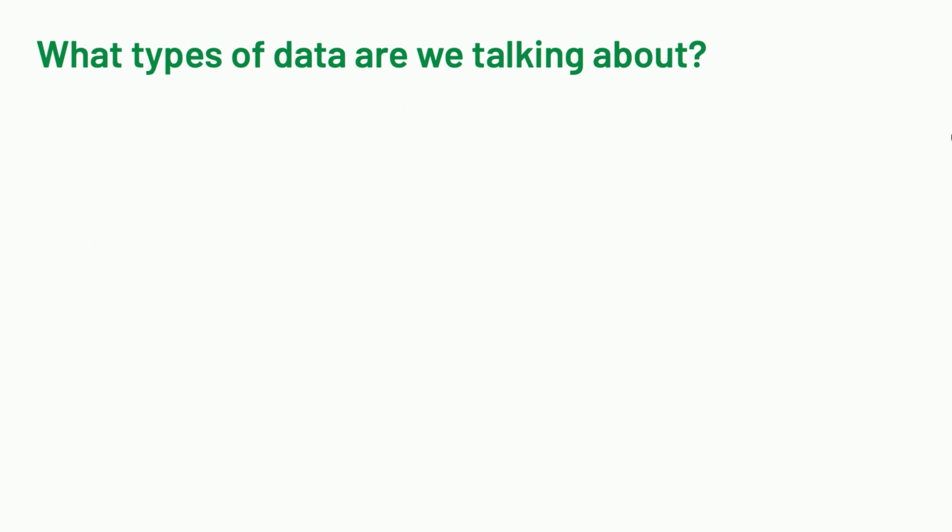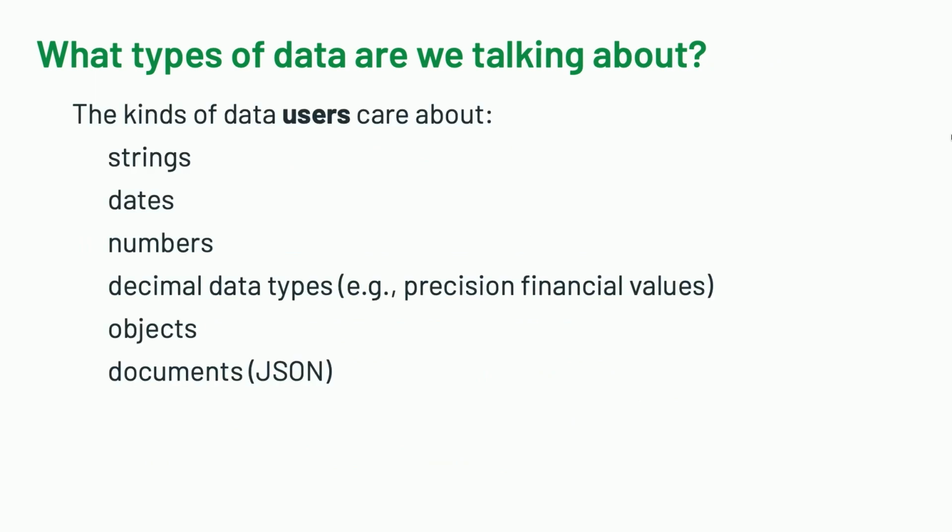What types of data are we talking about, right? So this is the data that users care about. Strings, dates, numbers. Banks really care about decimal data types. They really care about precise financial values, objects, and documents like JSON.